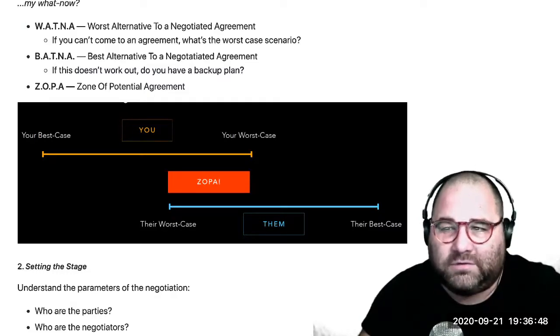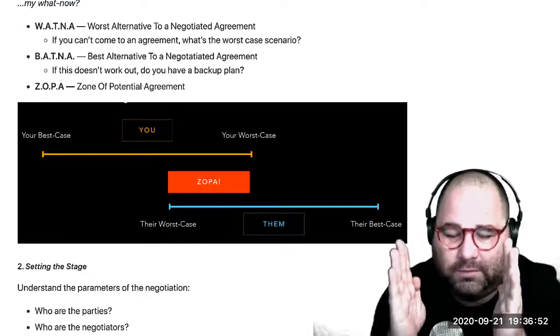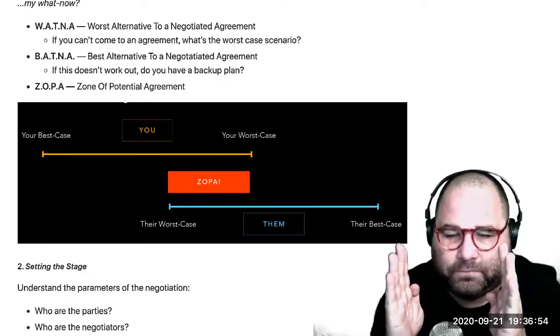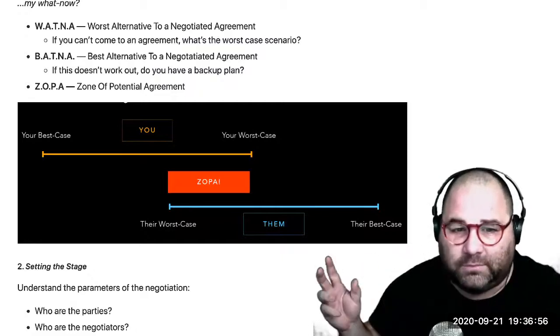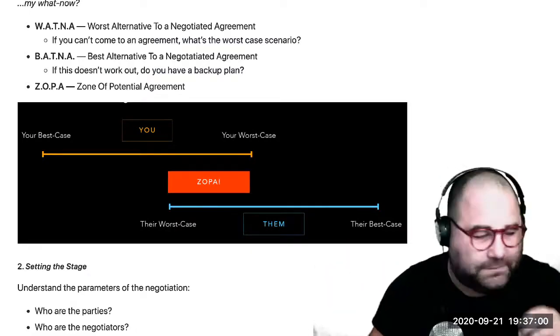But that's what the zone of potential agreement is for. It's to know where you can possibly agree so that you know what the extremes are and you can work your way towards the middle. This is part of the preparation.